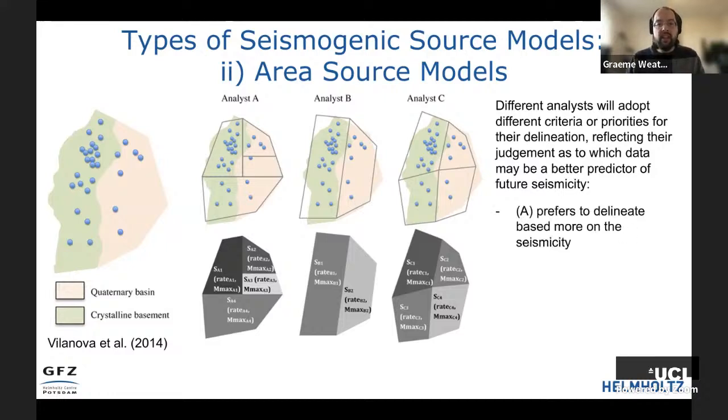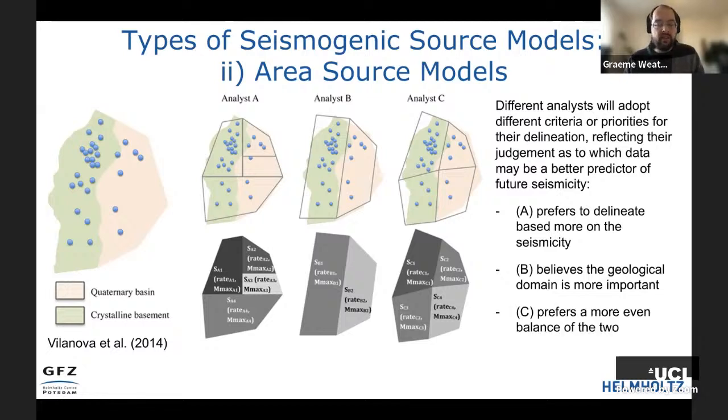So analyst A says they prefer to delineate their zones based more on the observed spatial patterns of seismicity. So their zones start to reflect different clusters or different spatial trends that they might see in the data. Analyst B believes the geological domain is more important, so their zonation starts to reflect more the underlying geology and less of the observed seismicity. And analyst C may want to aim for a balance of the two, so recognizing the geological domains are primary, but also dividing the zones according to seismicity as well.